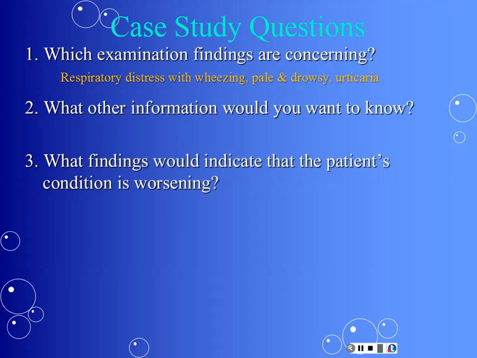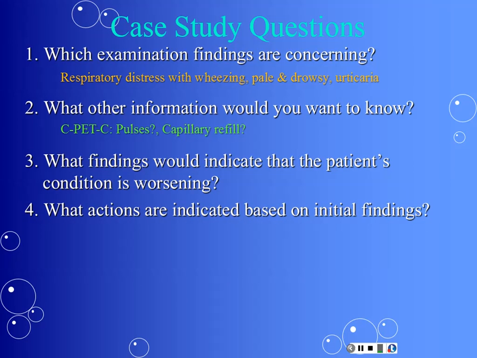Okay, what else? What's not on there? What do we not know? Cap refill, and what else? The quality of his pulses. Are they there? What are the peripheral compared to the central? That kind of stuff. It's going to tell us about his perfusion. Because what are we worried about with anaphylaxis in addition to the respiratory distress? Shock. Okay. So what findings would indicate that the patient's condition's worsening?